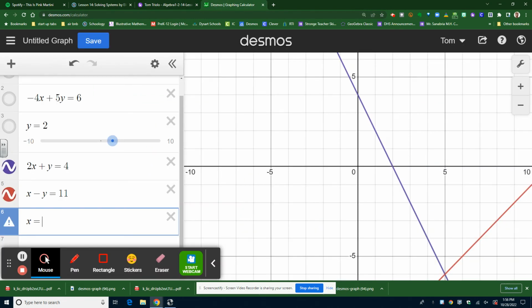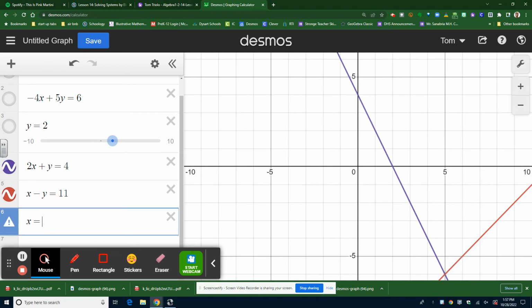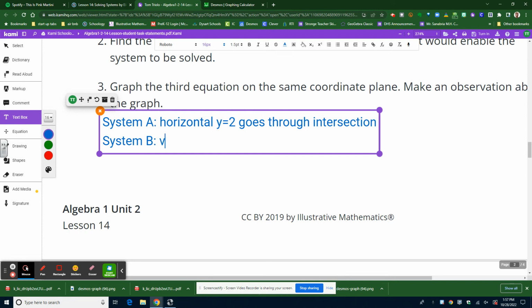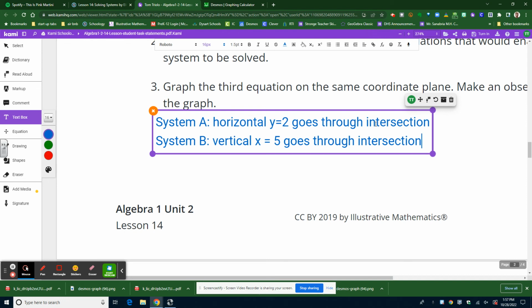So we go over here. Okay, what was my intersection point? Ready? x is equal to what? 5. And this time instead of a horizontal, it is a vertical, but it also passes through the intersection point. Okay? So vertical x equals 5, but also goes through the intersection. Can I copy and paste words? I don't just have to do equations. I can copy and paste words. So they're always going to go through the intersection. See if you can do that last one.